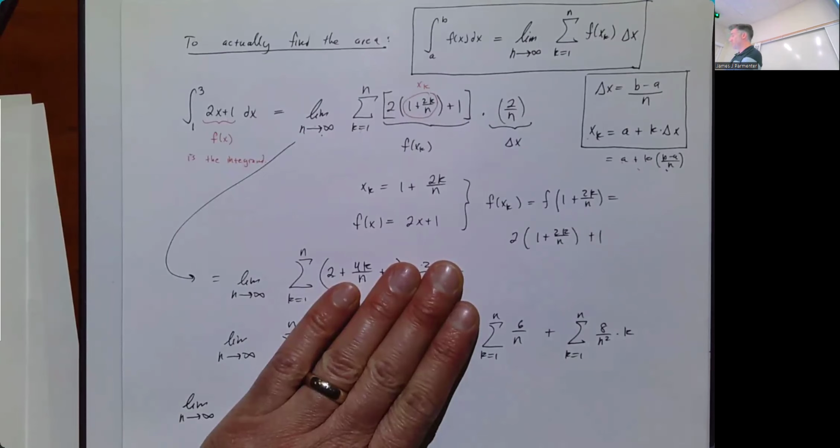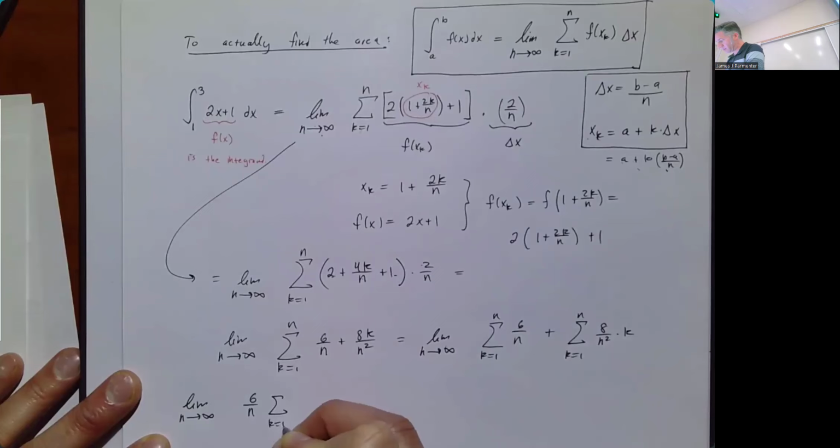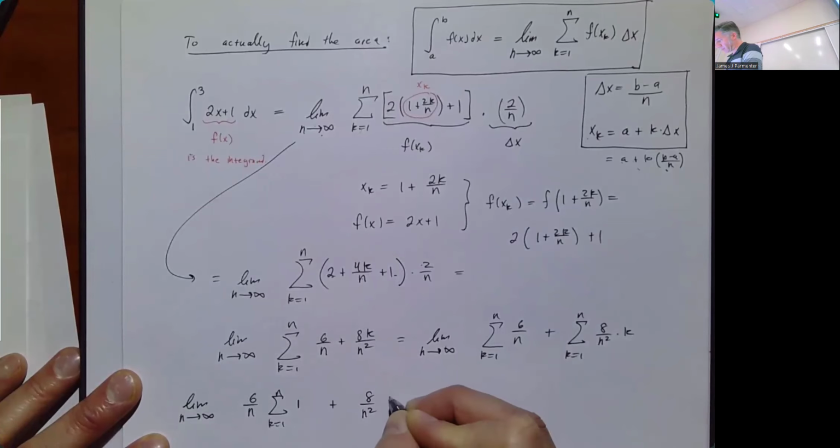It's a constant. So I'm going to write this as 6 over n times the sum from k equals 1 to n of 1 plus 8 over n squared times the sum from k equals 1 to n of k.